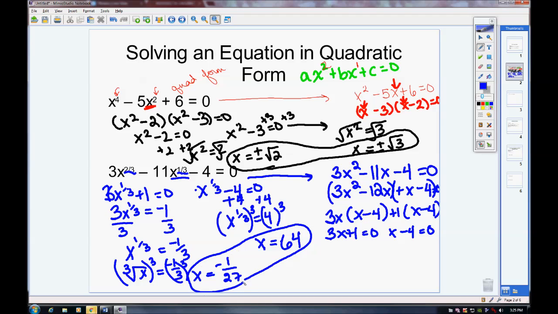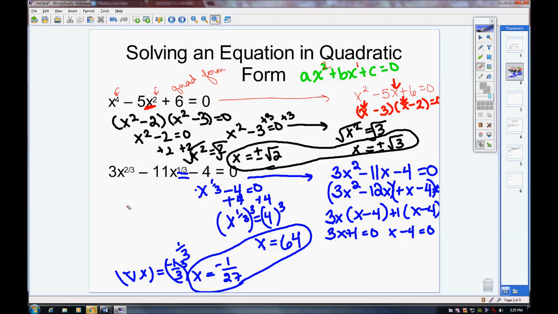Okay, if going back and forth was really confusing, I'm going to actually erase this and show you a different way to think about it. I'm going to go back and do it without factoring it separately.